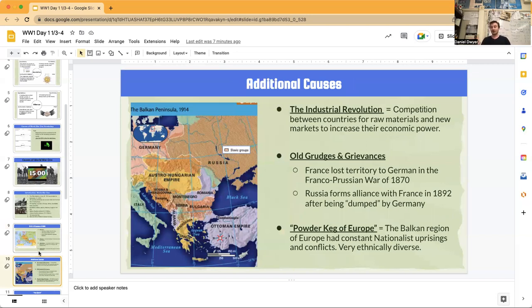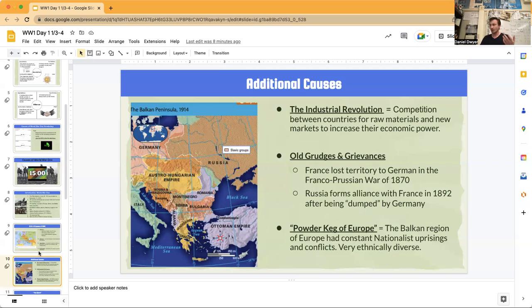All right, so there's going to be more causes to this war rather than just those four main causes. The Industrial Revolution is going to kind of create the atmosphere for this war. So competition between countries for raw materials and new markets to increase their economic power. We did the Industrial Revolution 2 units ago. These countries saw how much money they could make. And so now, because of the imperialism, because they're fighting over these resources, they were trying to get as much as they could. So this is going to create conflict because they're fighting over these countries for resources.